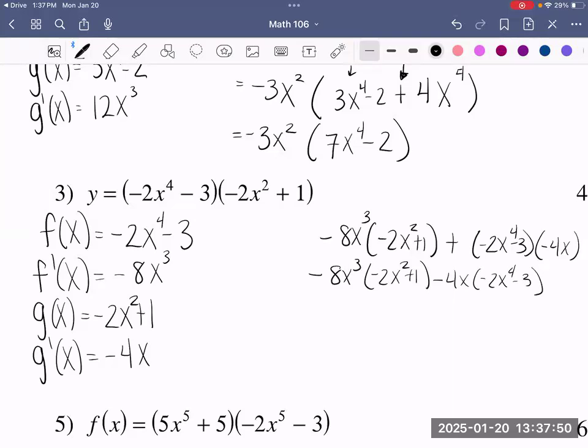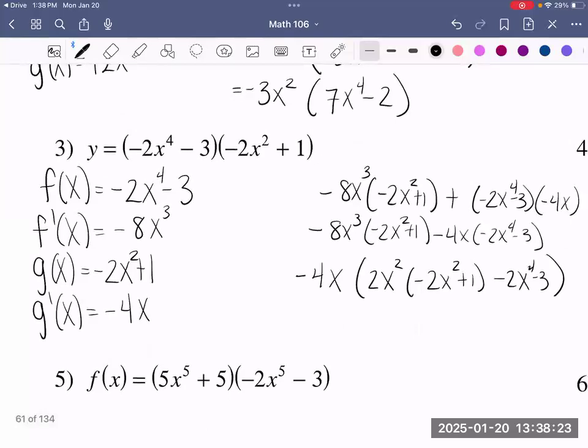And then let's go ahead and start to simplify. So we can take out a negative 4 and an x, leaving behind the negative 2x squared plus 1, and then plus this whole thing right here. So I'll just say minus 2x to the fourth minus 3. Let me just go ahead and double check. Yep, that looks good.